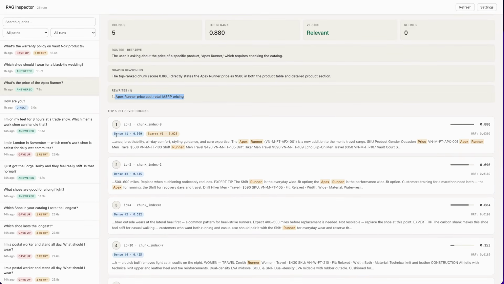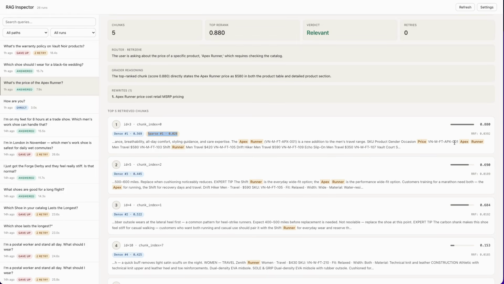And so you can see how hybrid search actually worked, right? So you have the dense search, which resulted in this scoring, and then the sparse search, which resulted in this scoring. And so both the dense and sparse pointed to this chunk having the exact answer, which it is, right? So the Apex Runner price is listed in this chunk right away.